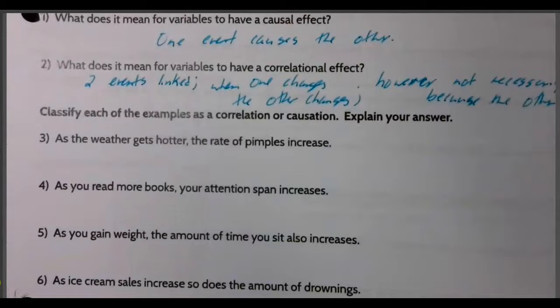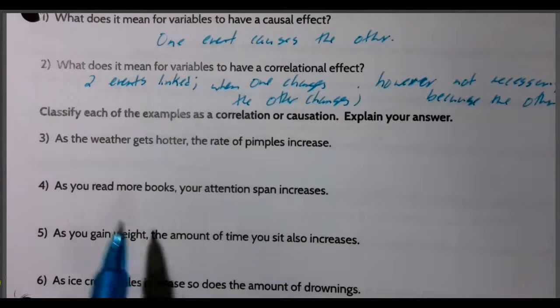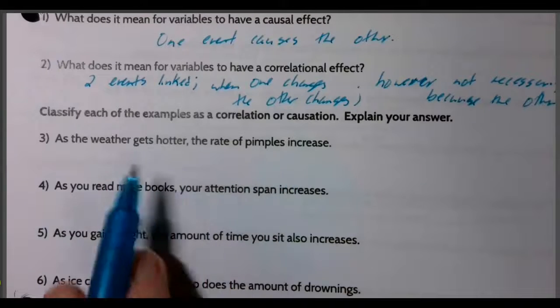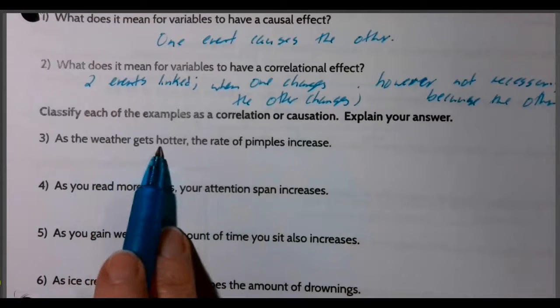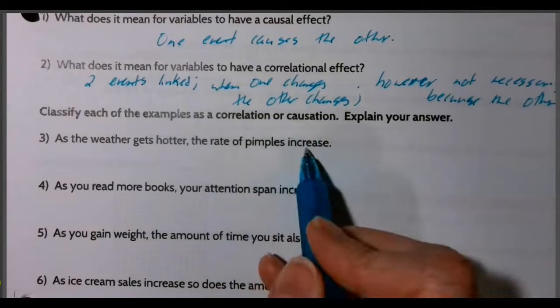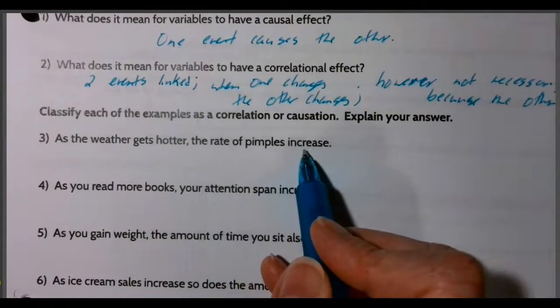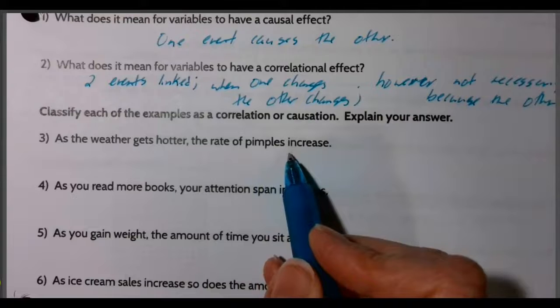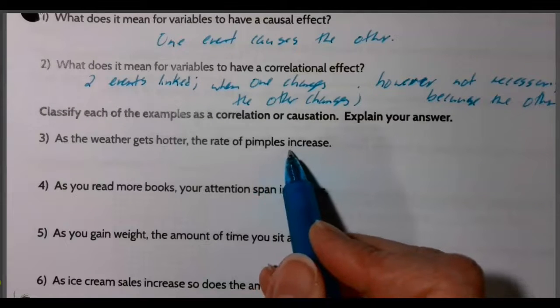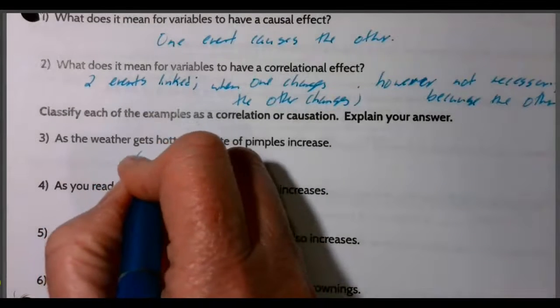Okay? So, what I like to keep in mind is, is there any other reason that it could happen? So, as the weather gets hotter, the rate of pimples increases. Is there any other reason that the pimples could increase? I don't know about you, but when I was younger, if I ate fried foods or the wrong kinds of food, then I could still have pimples. So this one is a correlation.